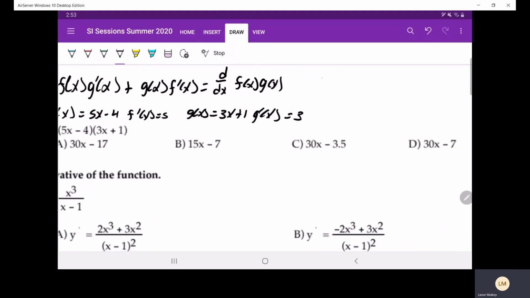So if we do 5x minus 4 times 3 plus 3x plus 1 times 5, just plugging in the values to the equation up here, you get 15x minus 12 plus 15x plus 5. So you end up with 30x minus 7. This is on one of the quizzes. I remember having to do it. And I messed up on it before. Never again.